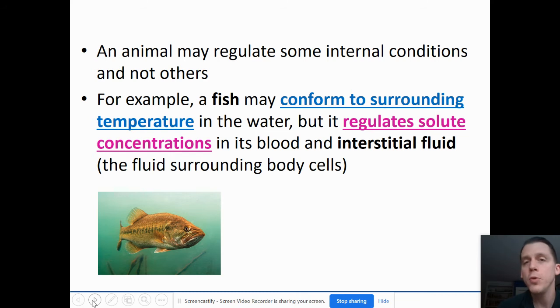An animal may regulate some internal conditions, but not others. So just because an animal is a regulator does not mean they regulate everything. They might regulate their own temperature, but they may not regulate other things, or vice versa. For example, fish may conform to the surrounding temperature, but regulate solute concentration in their blood and in the fluid that's surrounding body cells.